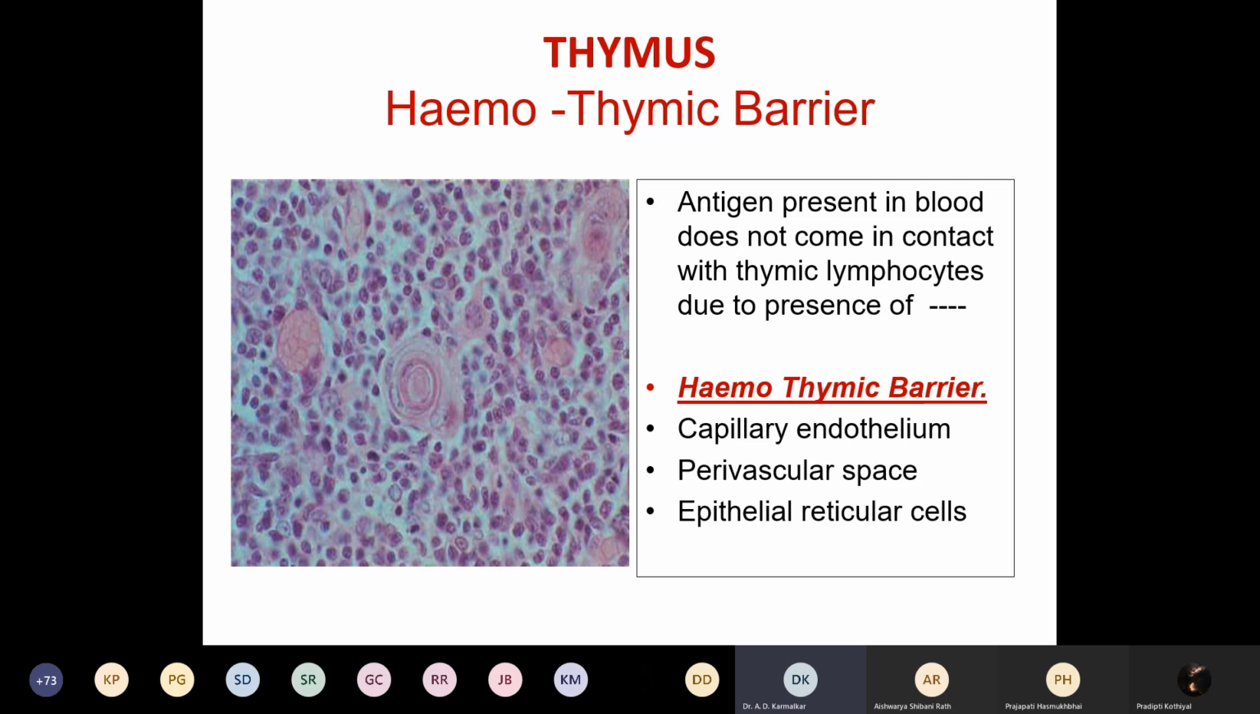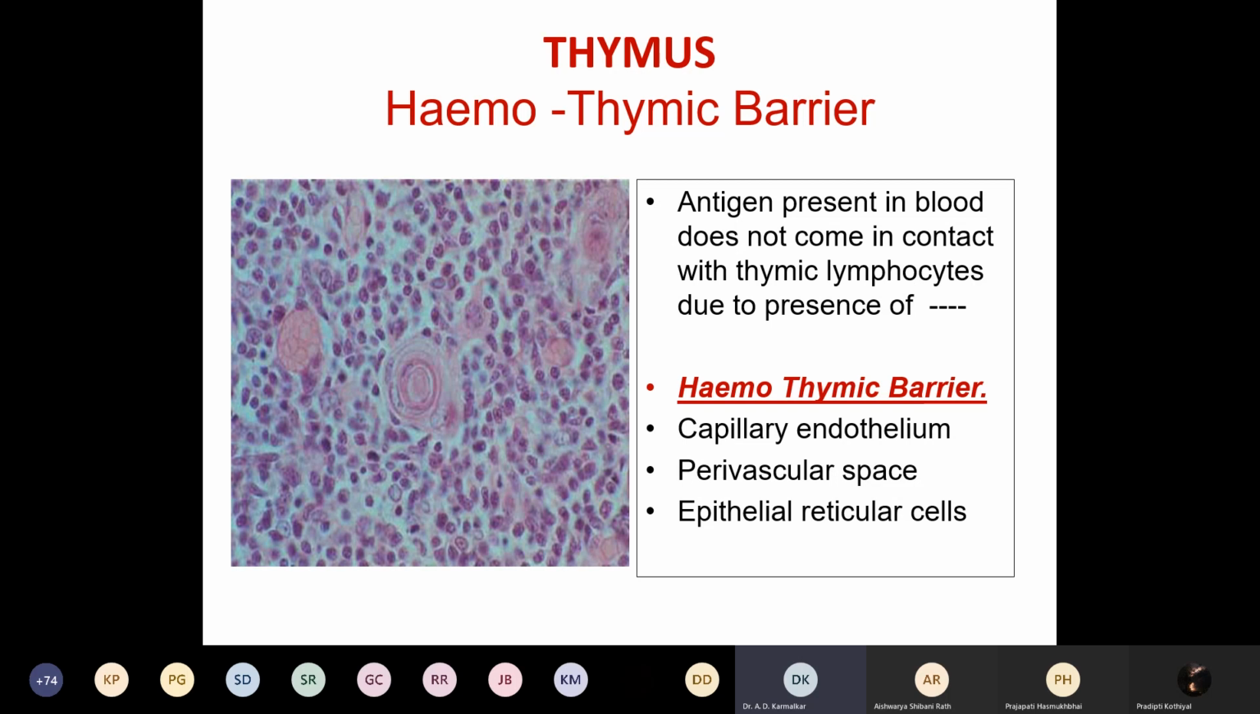Hemothymic barrier. Okay, so the antigen present in the blood does not come in contact with the thymic lymphocytes, and this has to be taken care of. So whatever antigens are present in the blood should not come in contact with the thymus, and this is called the hemothymic barrier. So for this, we should know what the barrier is. It is a barrier present between the lymphocytes and the blood vessels.